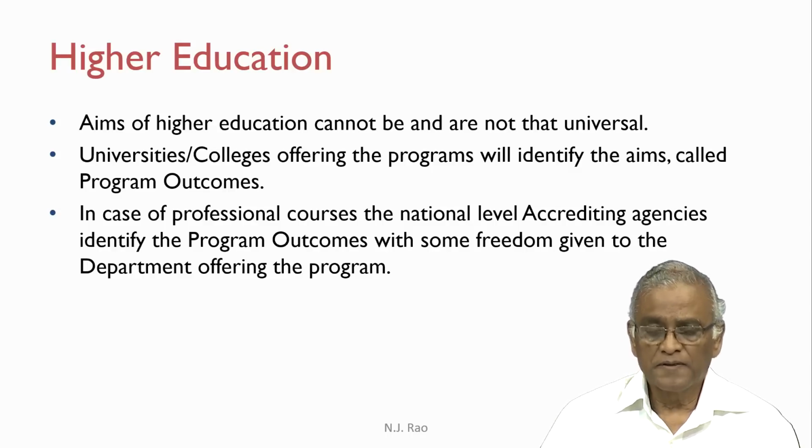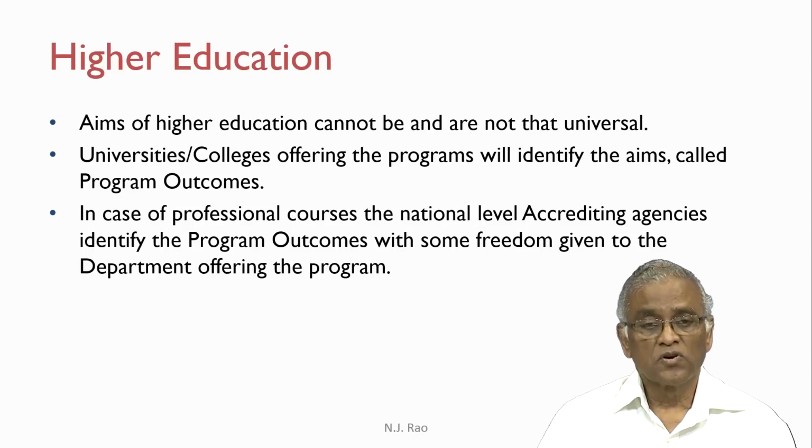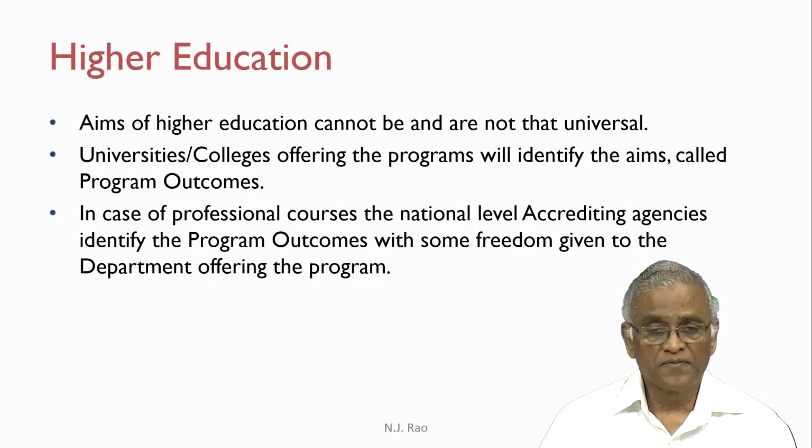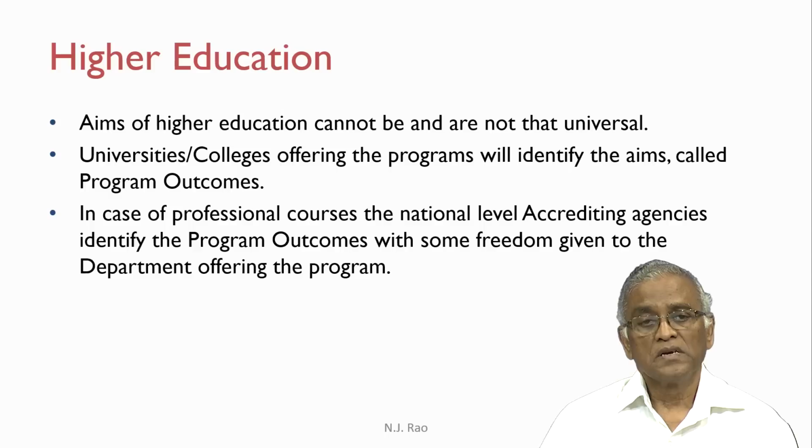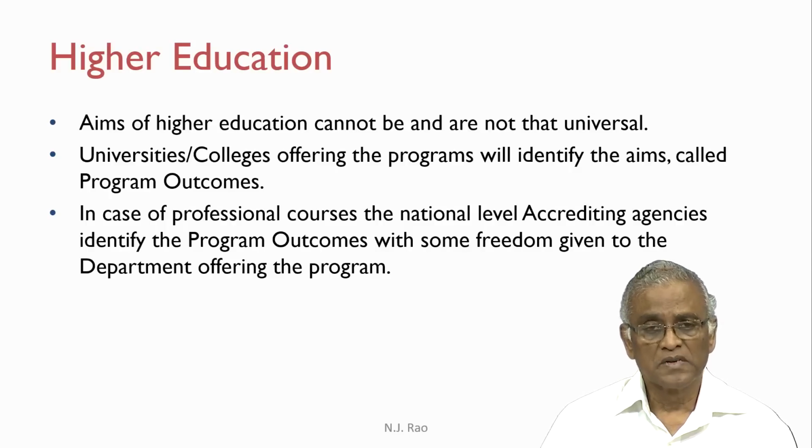In the case of NAAC, when you are looking at other than professional degrees, what we call general programs, NAAC really does not identify what the program outcomes should be. It is for the university or the college offering the program to identify its own program outcomes. That is the kind of freedom given under NAAC to institutions offering general programs, like 3-year degree programs in sciences, humanities, social sciences and so on.